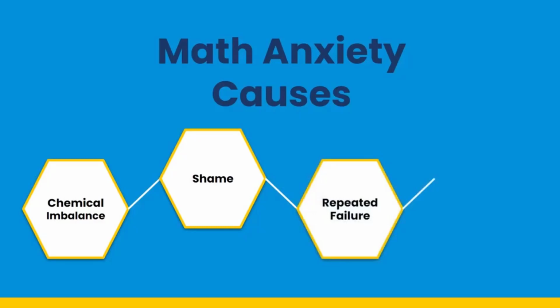Repeated failure is a huge one for these kids. Over and over, they feel like, I can't do this. I try and I fail, and I can't ever seem to get it right. And this causes depression, hopelessness, and leads to meltdowns, tantrums, defiance, unwillingness, refusal to try.